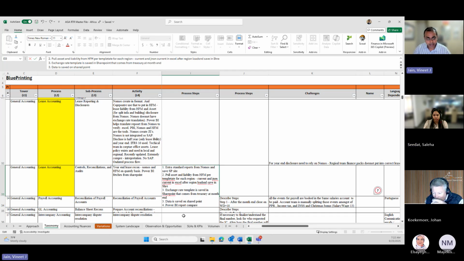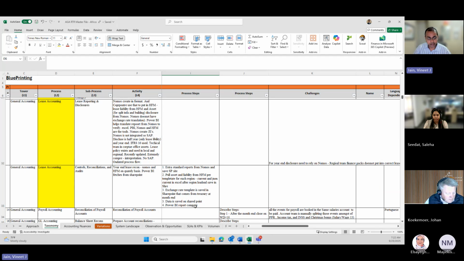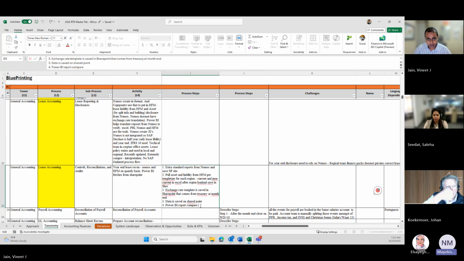And all the data is saved in SharePoint, and then you run the Power BI report to compare. Yes, so then you tell Power BI that I've saved the extracts in this location, please fetch them from that location. Because the reports are standard, code has been written into Power BI to teach it how to read those reports. It translates those NOMOS reports that are in contract currency and gives us a USD view of the balances, which we are then able to compare to the HFM balances, which are also in USD.